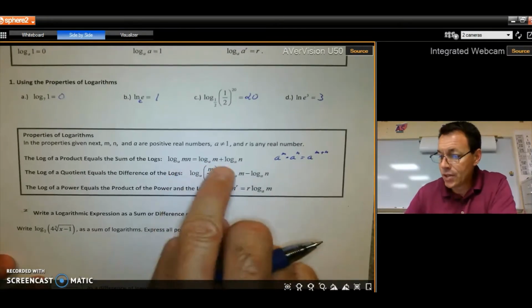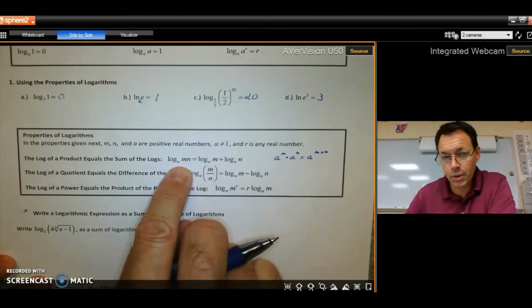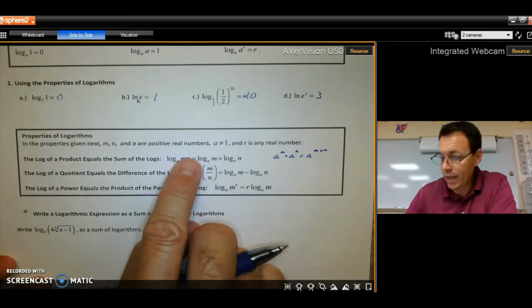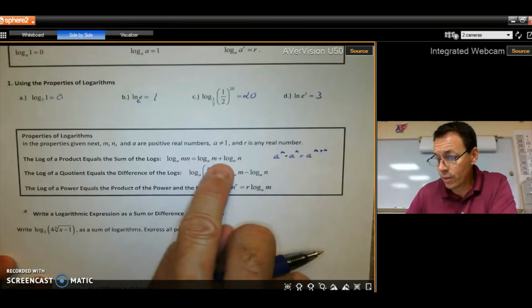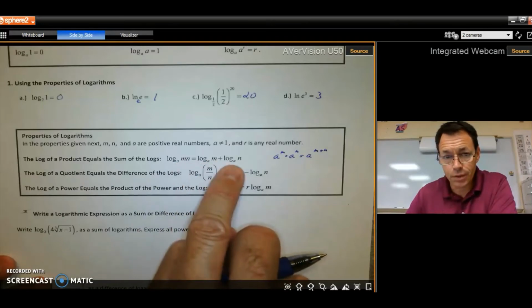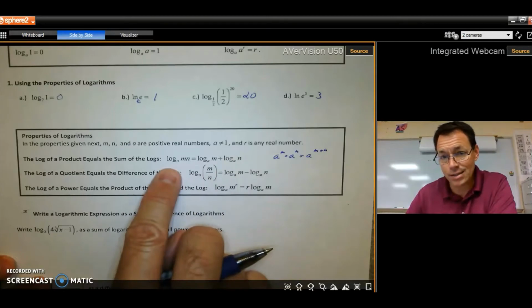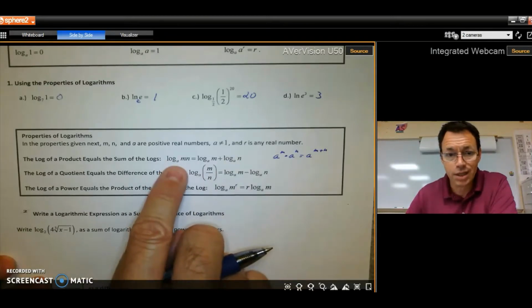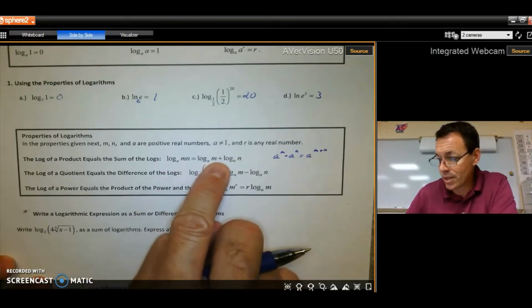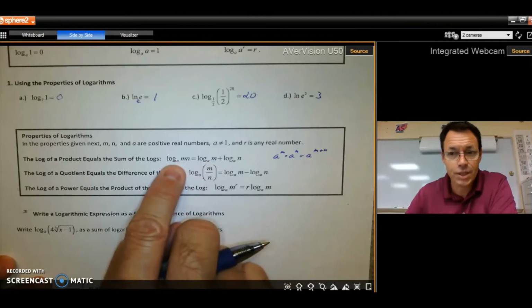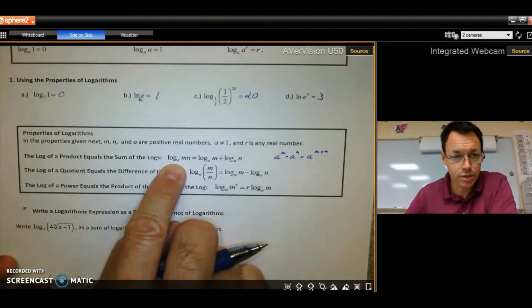This goes back and forth. We need to be able to go both directions. If we have a product, we can rewrite it as the sum of two separate logarithms. But if we have two separate logarithms, we can rewrite it as a product. I will say that going from this direction to here is probably going to be more important to us moving forward, like when we solve equations and things.